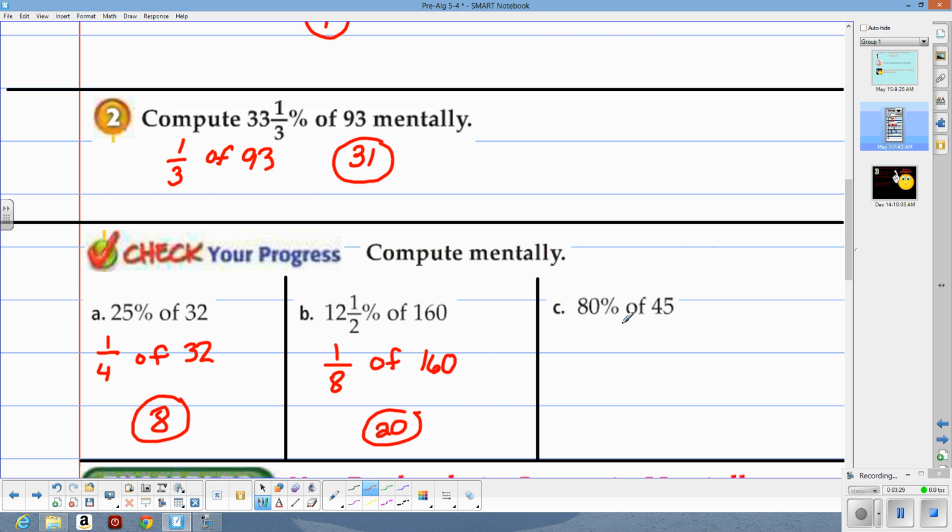Now 80% is 80 out of 100, or 4/5. 4/5 of 45. This one is a little bit trickier. You have to think of it in maybe 2 steps. If you want to figure out 4/5 of 45, you would first figure out what 1/5 of 45 is, and then multiply that answer by 4, since you want 4/5. So 1/5 of 45 is 45 divided by 5, which is 9. But I want 4 of them, since it's 4/5, so 9 times 4 is 36.